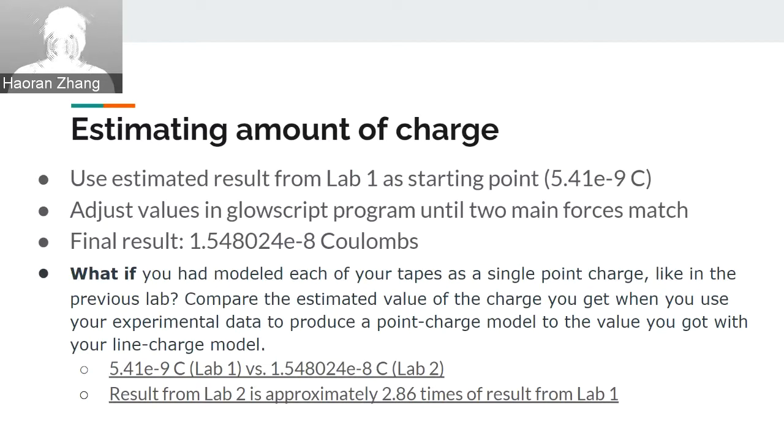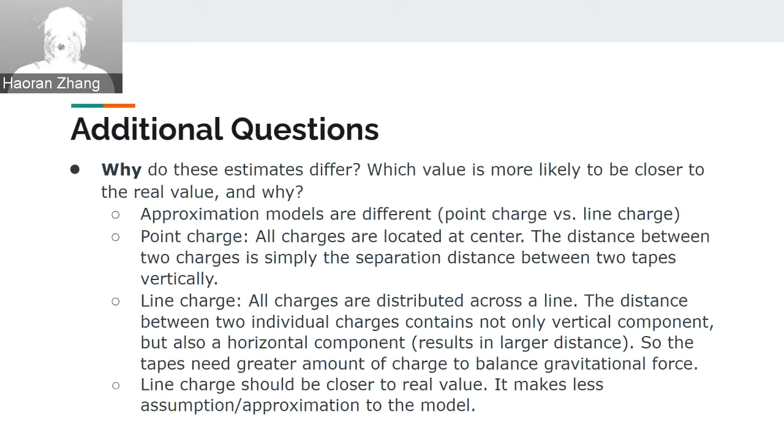The major reason of the difference should be that the approximation models are different. That is, in Lab 1, we use point charge to approximate the tapes, and in Lab 2, we use line charge. In point charge model, all charges are located at the center. Hence, the distance between any two charged components is simply the vertical separation distance between two tapes. However, in the model of line charge, all charges are distributed across a line. The distance between two charged components contains not only the vertical component, but also a horizontal component, and this results in a larger distance compared with the one in Lab 1.